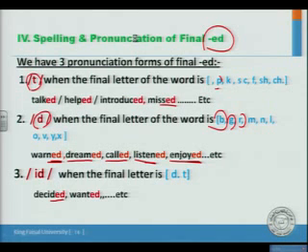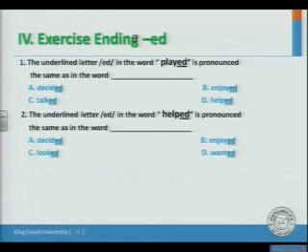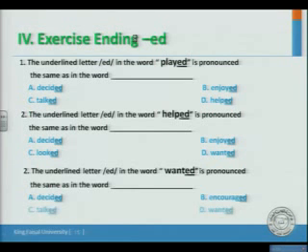And the last thing about the pronunciation of ed, when we say decided, wanted. You see? Decided, wanted. Yes. So this is what I want you to know about the different pronunciation and the spelling of ed. Let's have just 3 examples and 3 questions, the same as in the final test. The underlined letter ed in the word played is pronounced the same as in the word. So played, the same as enjoyed.